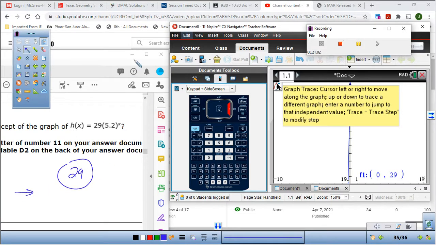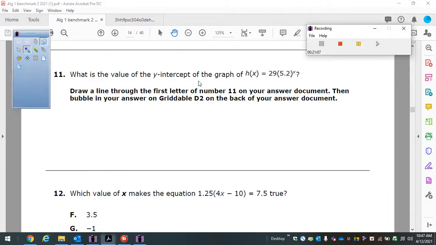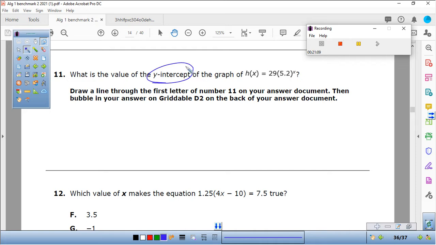Now, I'll tell you this much. This is what I was saying. That's the fastest, easiest way. This one's faster and easier. What do you know if you're on the y-intercept? That x equals 0. So you have 29 times 5.2 to the 0. You should know anything to the 0, guys, is 1. So you have 29 times 1. So it's just 29. Both easy.